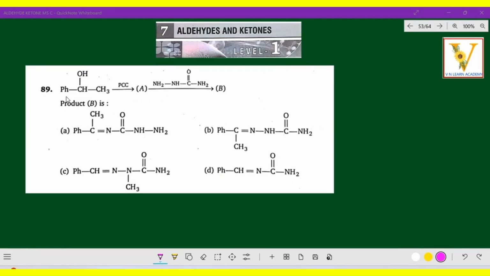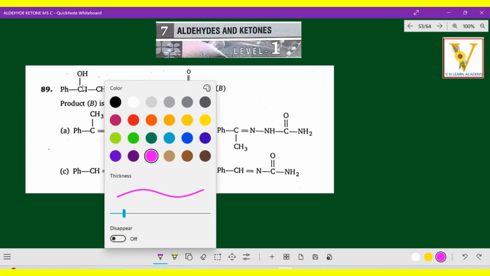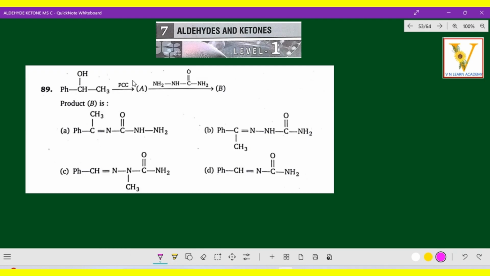The next question: PhCHOHCH3 combined with PCC, that is pyridinium chlorochromate, gives product A, and then NH2NHC=ONH2 gives product B. This is very simple. This is a secondary alcohol, CHOH. A secondary alcohol combined with PCC, a mild oxidizing agent, when oxidized gives a keto group. When this keto group combines with this compound, what is the product? That is the question. Very simple.